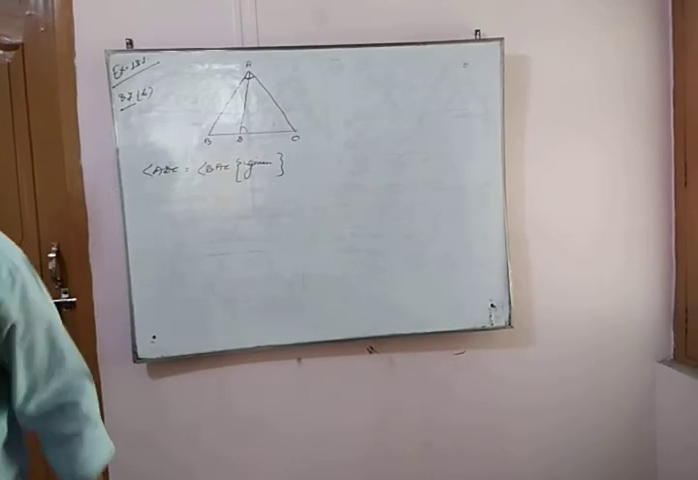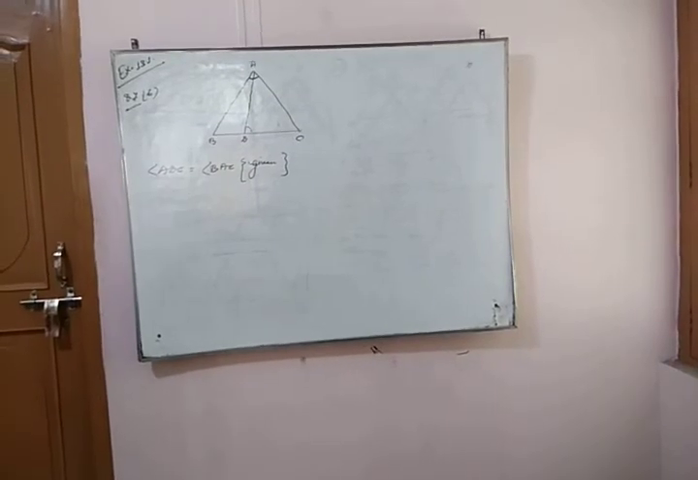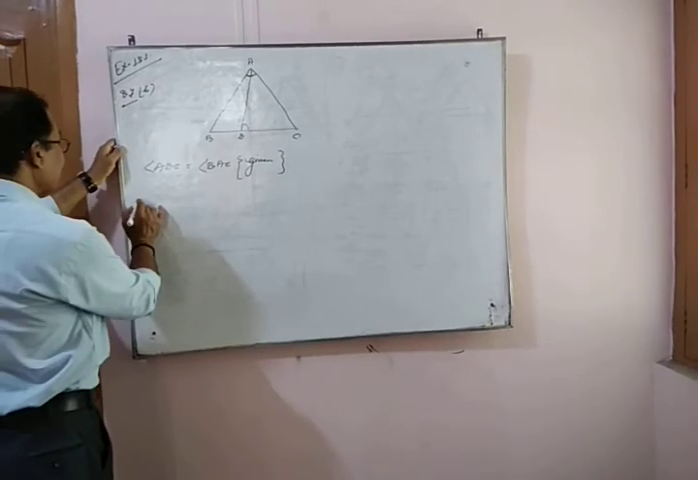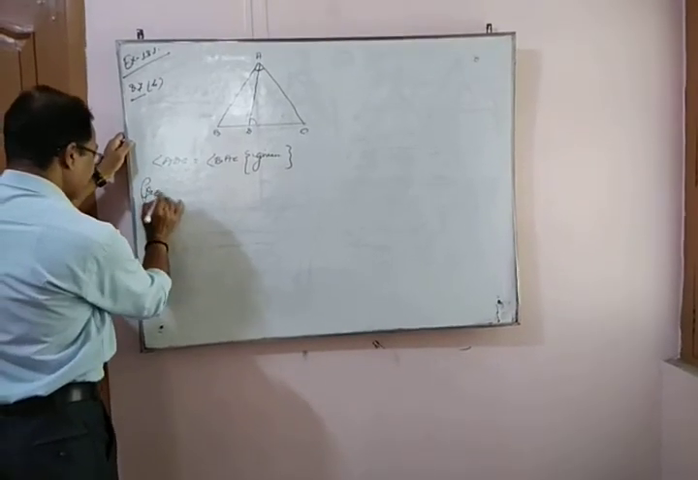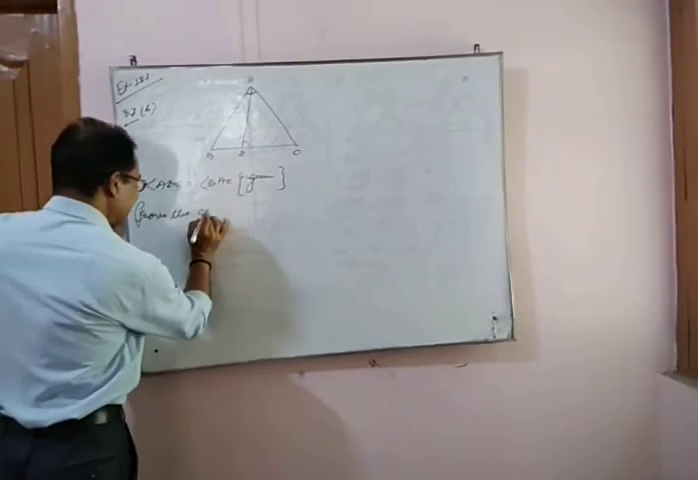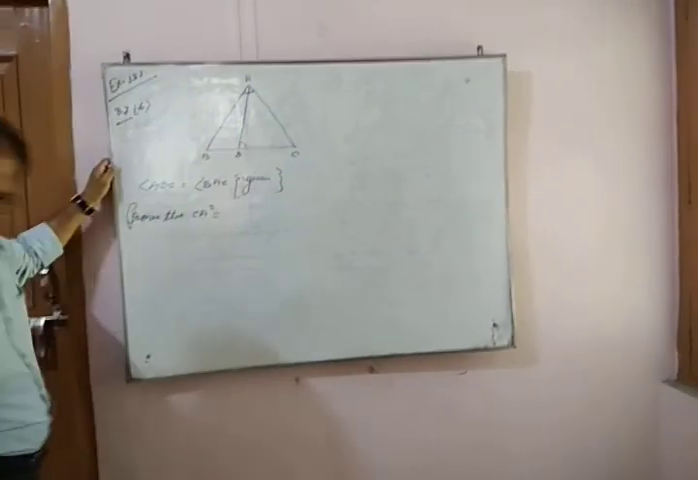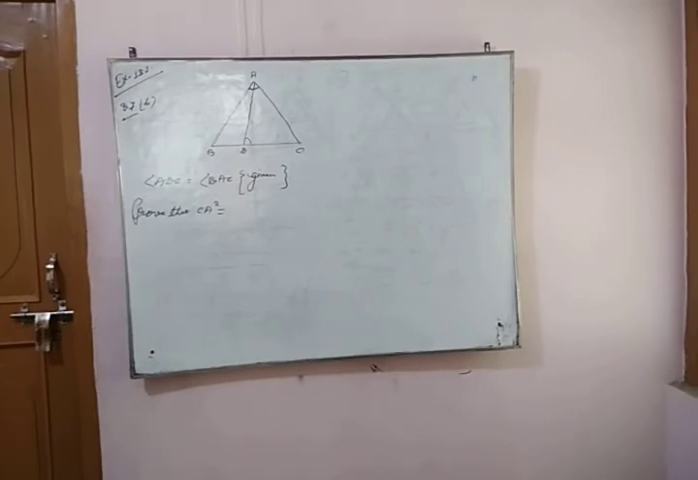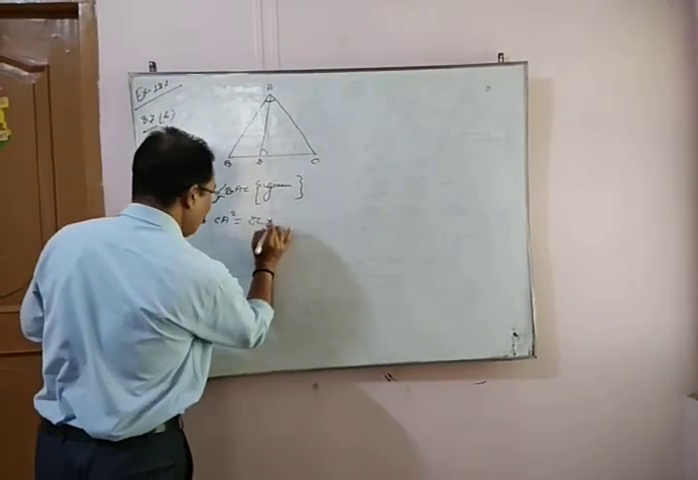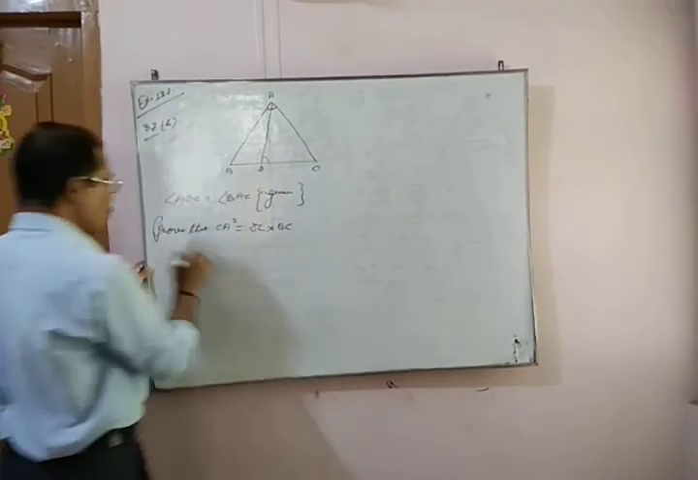Now you have to prove that CA square equal to DC into BC. You have to prove it.